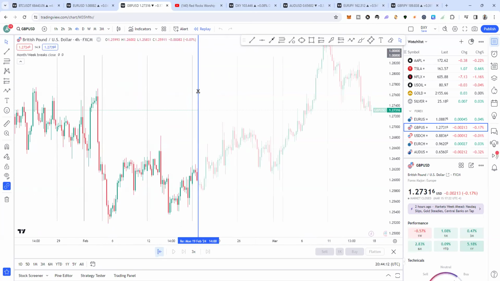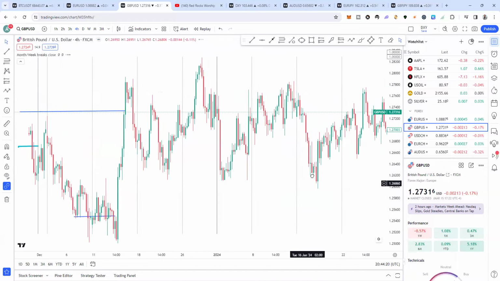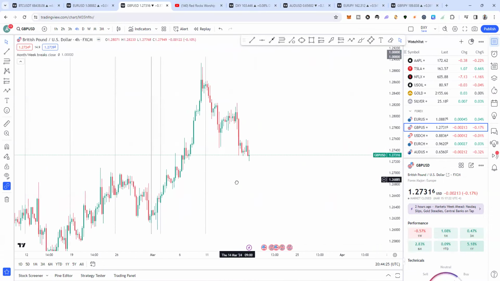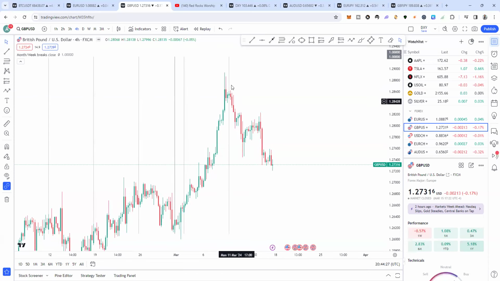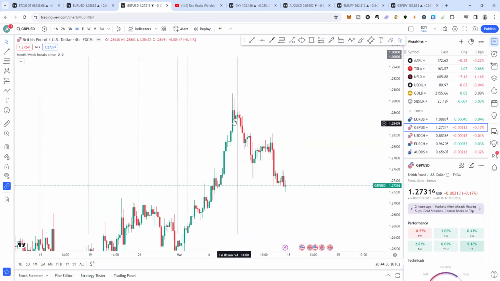Let me look for a better example. I don't know if you guys are following me. A better example. All right, here's a perfect example on the 4-hour time frame. I'm on the GBPUSD, Pounds USD. So we already have a sweep.